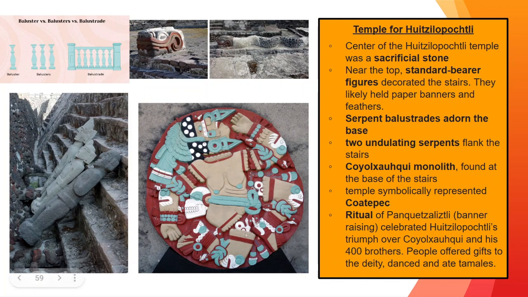At the bottom is that Coyolxauhqui monolith. That's the colorized version down here. And it would have been kind of tying into the story of Huitzilopochtli. And we're going to get into that a little bit with the Coyolxauhqui stone itself. The temple is symbolizing Coatepec, so one of the mountains. And it's honoring Huitzilopochtli and the triumph over Coyolxauhqui and Huitzilopochtli's brothers as that patron deity.